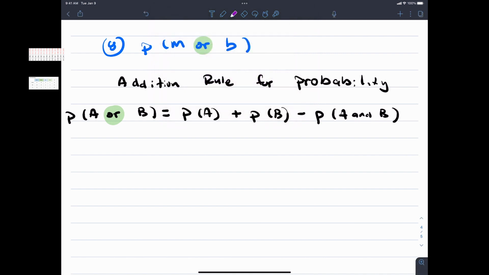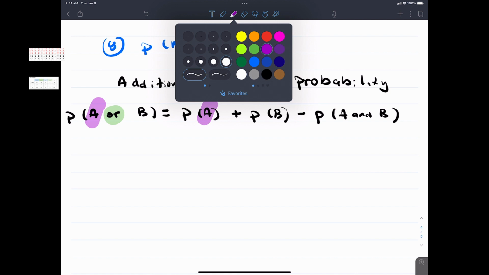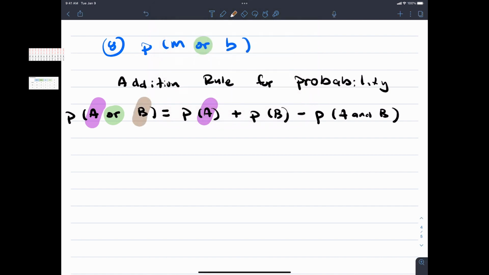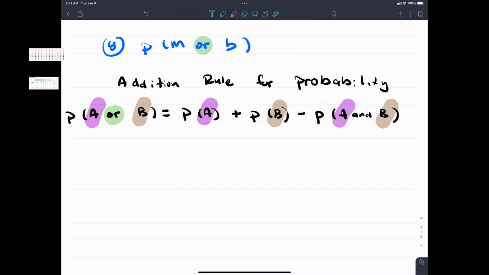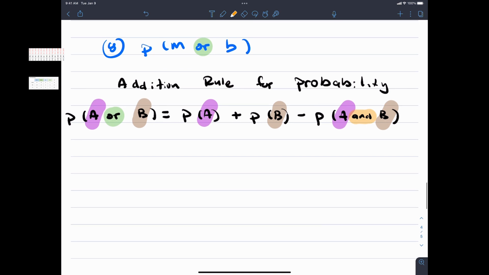So I'm going to get out a couple of colors. Here's purple, okay? You see that A? Here's brown. You see that B? Now you have the word and. This is the addition rule for probability. You guys want me to prove it to you guys? Okay.